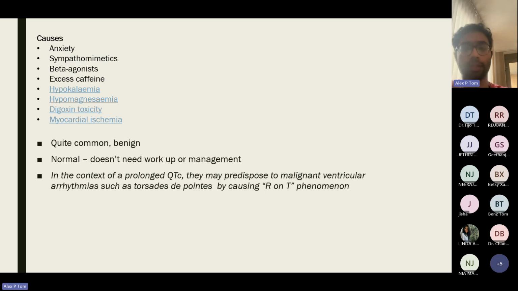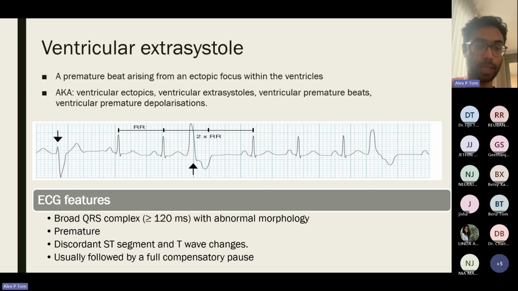Also take a look at the QT interval of these patients. If there is a prolonged QT interval, then there could be something called an R on T phenomenon, which is basically the premature ventricular beat that is happening here. So this premature ventricular beat will happen exactly when the T wave of the previous normal beat is happening. So, R on T.